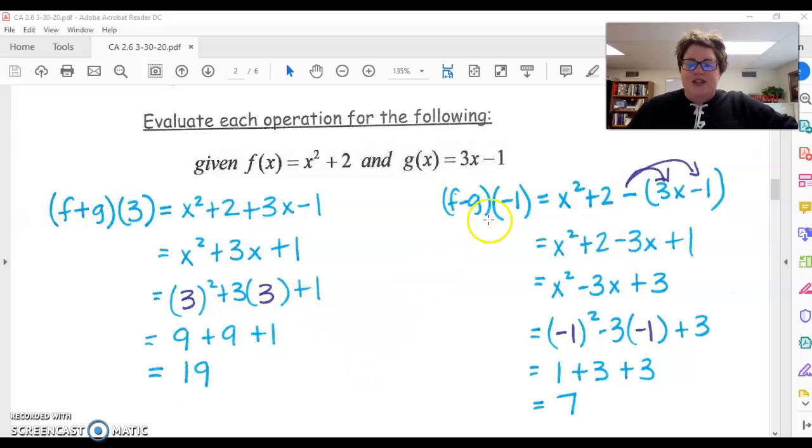So then f minus g of negative 1. I subtract my two functions. And again, remember the second one you're subtracting, you have to distribute that negative. Combine like terms. Once you have it simplified, x squared minus 3x plus 3, then substitute in your negative 1 and solve by order of operation.